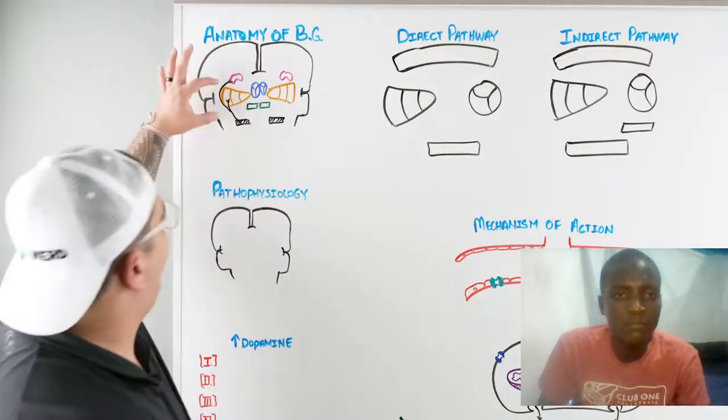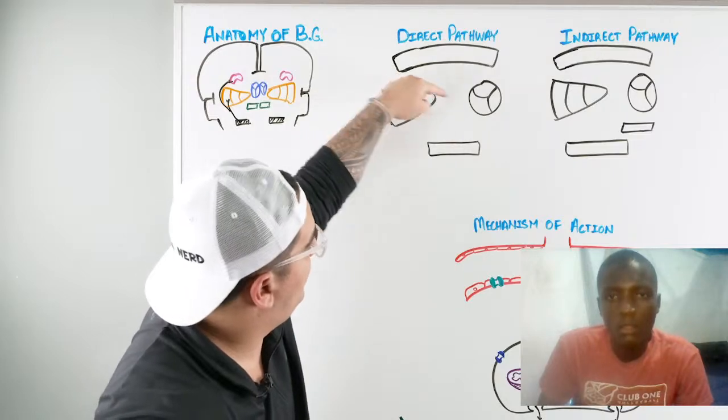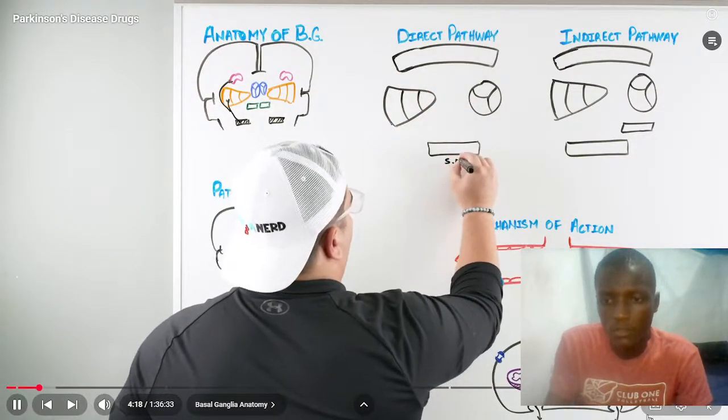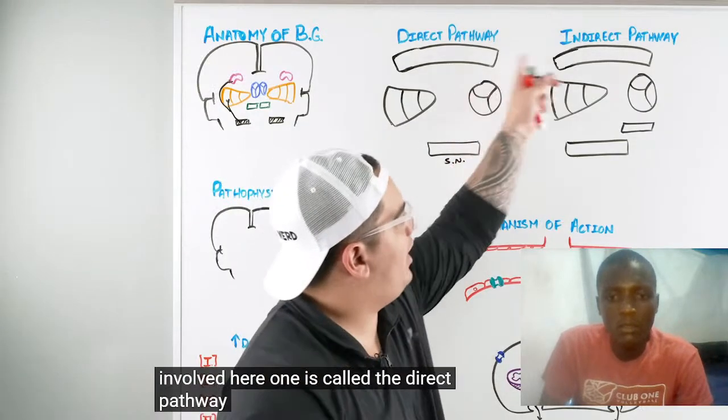Okay, so we got the anatomy down. The next thing we have to do is I want to take this structure here and just kind of zoom in on it. So here's our cortex, here's the lentiform with putamen, globus pallidus externus, internus, thalamus, and then this is going to be the substantia nigra. So I'm going to put in there, substantia nigra. And then we'll have another pathway. So there's two pathways involved here. One is called the direct pathway, and the other one is called the indirect pathway.